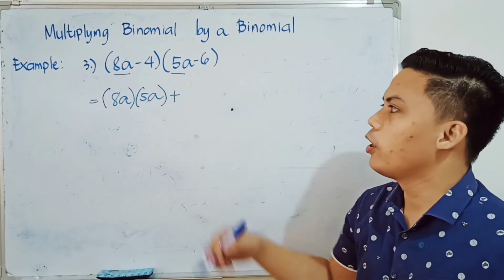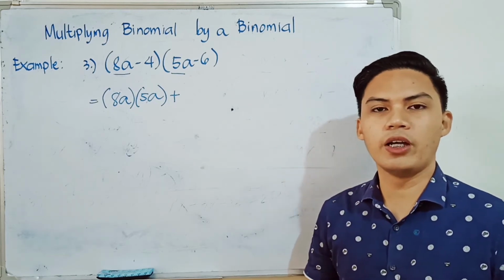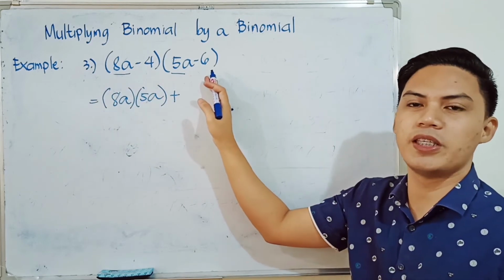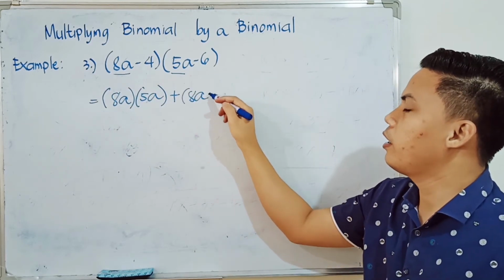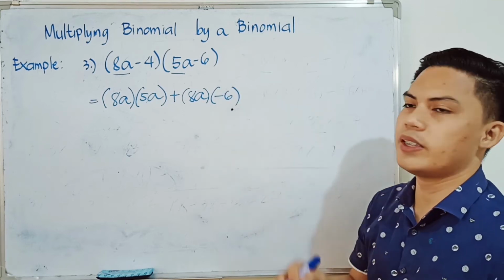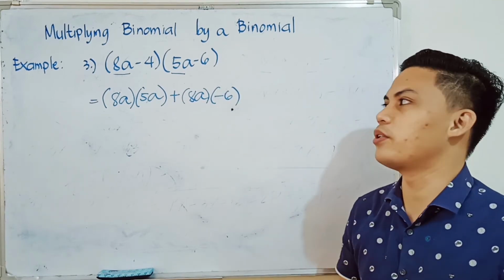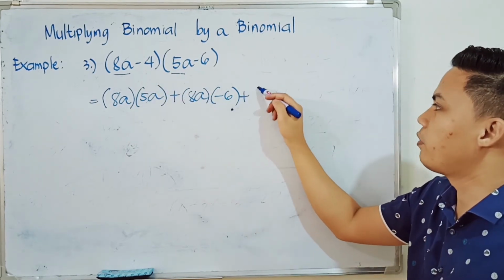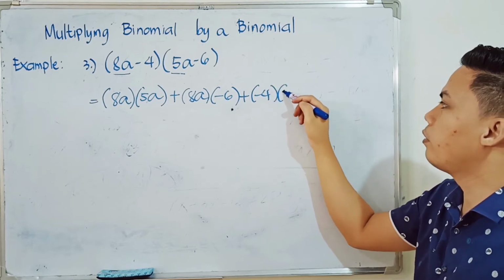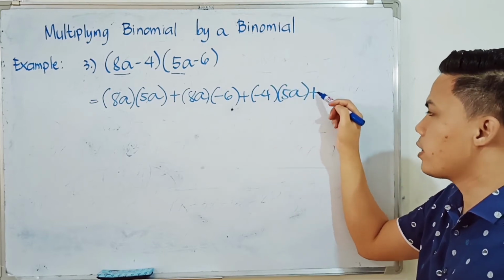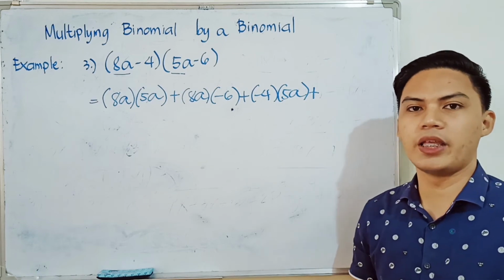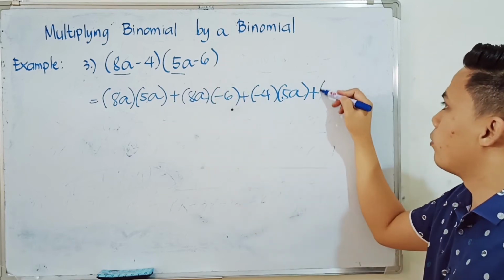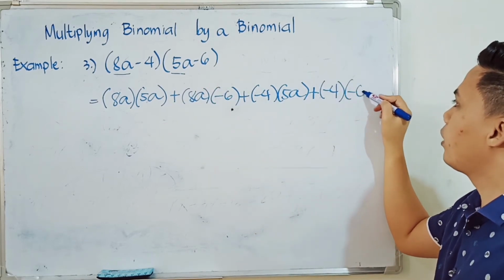Then plus yung outer terms naman natin. Yung outer terms natin ay nasa magkabilang dulo. So we have 8a and negative 6. So we have 8a times negative 6. Next would be the inner terms. Yung inner terms naman natin, we have negative 4 and 5a. So plus pa rin, negative 4 and 5a. Then plus. Lastly, yung last terms natin, we have negative 4 and negative 6. So, negative 4 times negative 6.